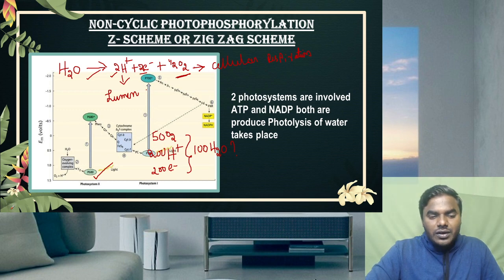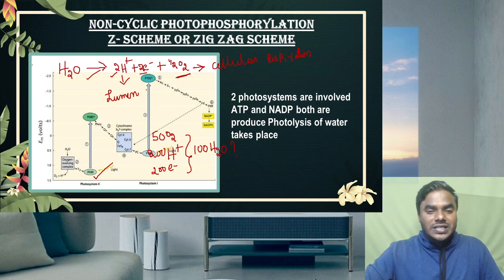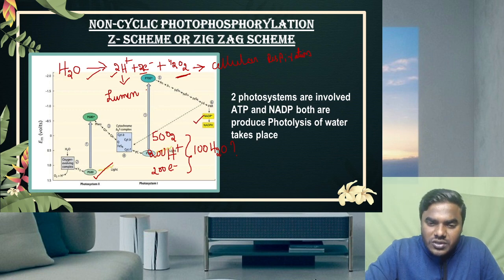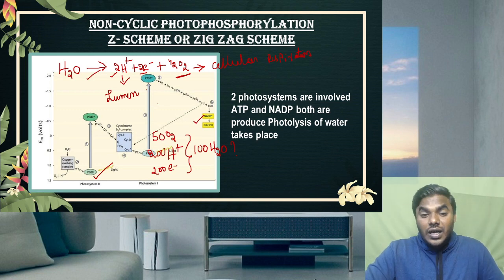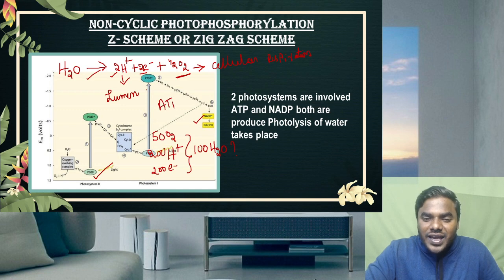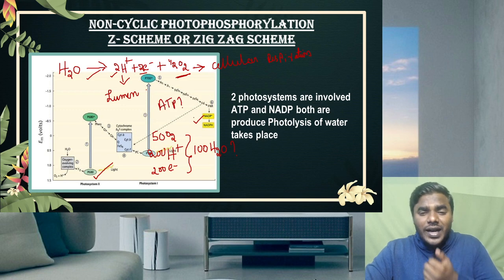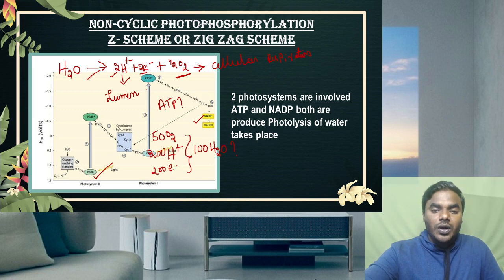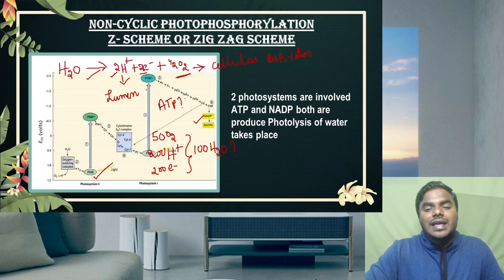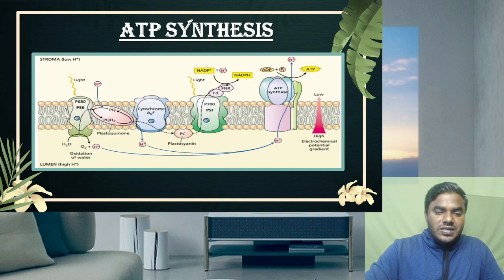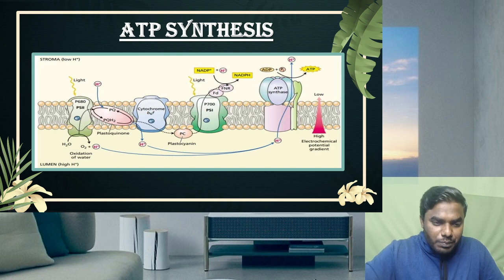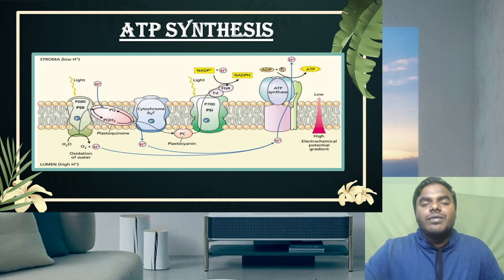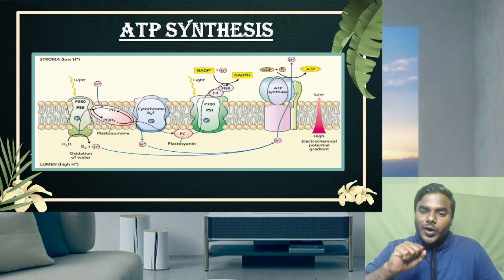Friends, we will fulfill it, no doubt about it. But in this particular slide, you can observe we have produced only NADPH so far. We did not produce ATP yet. But what I want you to know is that we will compulsorily produce ATP in non-cyclic photophosphorylation. There is no doubt about it. Let me explain how. This is a very important point to remember from the exam point of view.